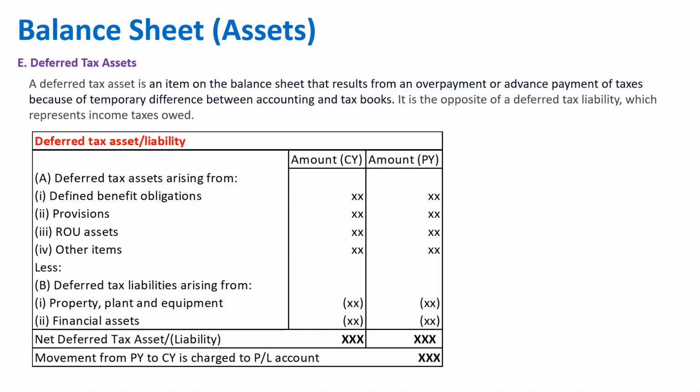However, if it is a reverse situation, that means your deferred tax liability is more than your deferred tax asset, then instead of reporting as deferred tax asset, you have to report as deferred tax liability. That means in future, you are going to pay more tax because of the temporary difference adjustment during the year.